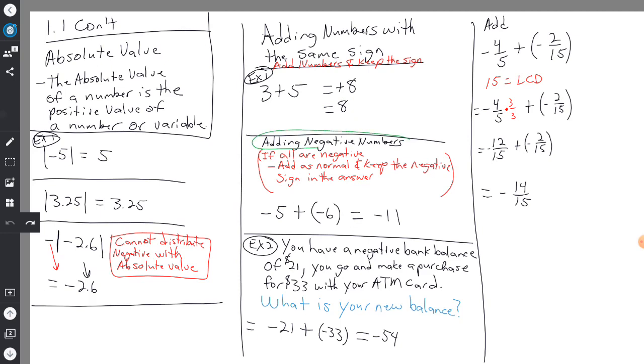But if we're adding negative numbers, if all of the numbers are negative, we would just add the numbers as normal and keep the negative sign in the answer. So for example, if we're taking negative 5 plus a negative 6, both of them are negative, so we add the two numbers together as normal, which will give us 11, and then keep the negative sign with it.